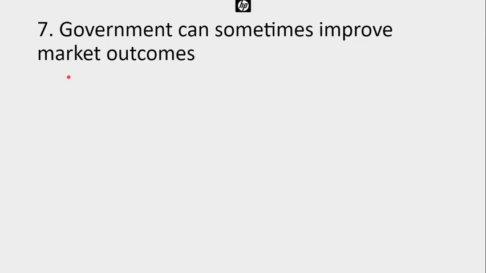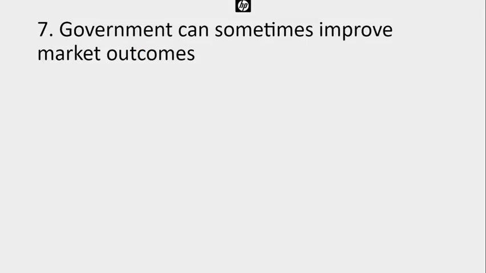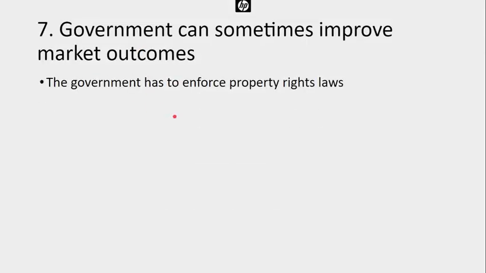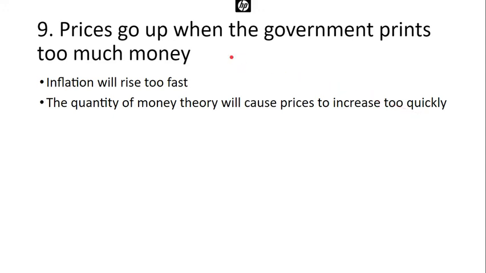Going back here, this would be your supply and demand, which we'll get into for a while. Number 7 is government can improve market outcomes. If something's going wrong, the government can step in and help. They're supposed to limit monopolies and keep an eye open and make sure that consumers are being treated well. Number 8, I didn't write anything about because I don't necessarily agree with it: a country's standard of living depends on its ability to produce goods and services. Okay. Number 9, prices go up when governments print too much money. That's been proven that it's probably going to happen.